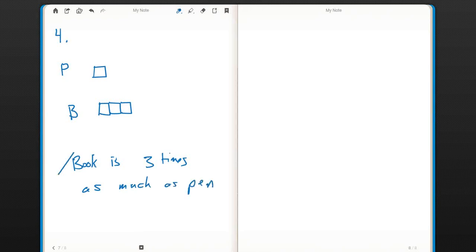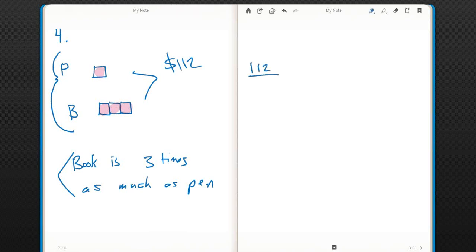Okay, so when you see these words, you need to either draw or picture this in your mind. That's the relationship between them. Now what I know is that altogether he spent $112. That's also given to us in the problem. What we have to realize is, and this is the loveliness of drawing like this, that each of these pink boxes are exactly the same. So I have $112 and I'm dividing it into 4 equal groups, and that tells me that it's $28 for each group.